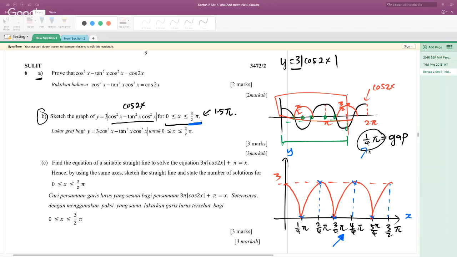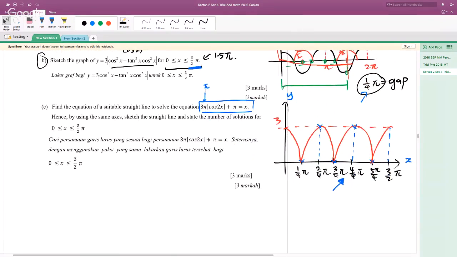Okay, over here, find the equation of the suitable straight line to solve the equation. So you want to make this equation into a straight line. If you want to make this equation into a straight line, you must have a y in it. Our y is 3 modulus cos 2x. We have modulus cos 2x, but then the problem is you have a pi here. We cannot have the pi here if you want to solve this one. So what I will do is I will divide the whole equation by pi.